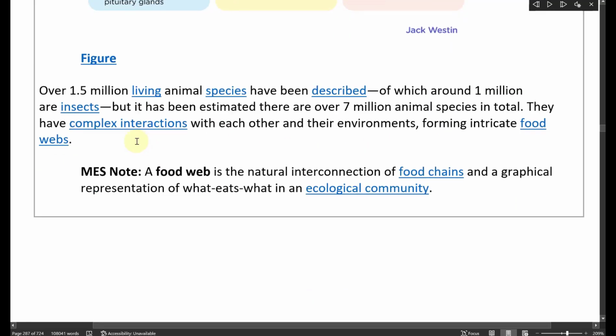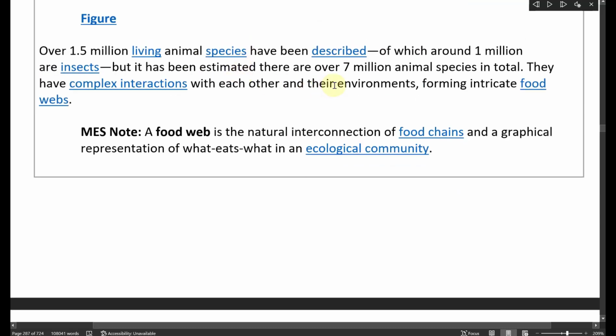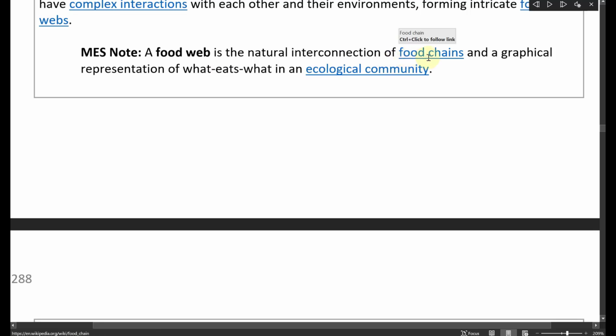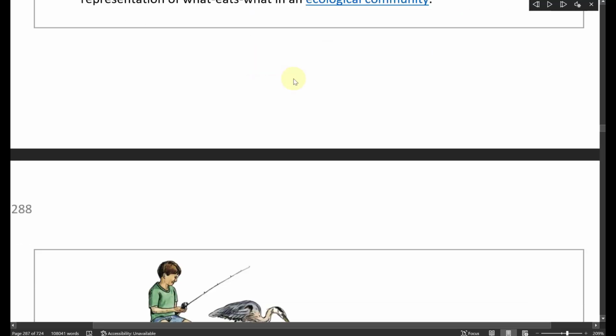So, this was Jack Weston. Over 1.5 million living animals have been described, of which around 1 million are insects, but it has been estimated that there are over 7 million animal species in total. They have complex interactions with each other and their environments, forming intricate food webs. So 1.5 million animals have been described, 1 million are insects, and there are an estimated 7 million animal species in total, so 5.5 million haven't been described. This forms an intricate food web. A food web is a natural interconnection of food chains and is a graphical representation of what eats what in an ecological community.